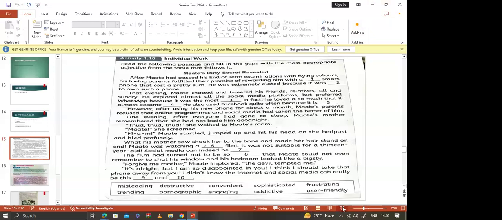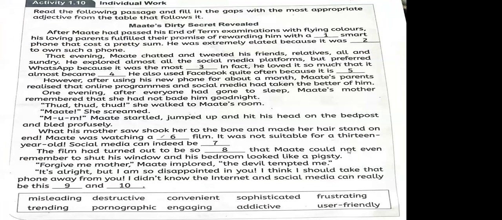Convenient. Answer number 3 is convenient. Yes. He preferred WhatsApp because it was the most convenient. That's correct. In fact, he loved it so much that it almost became, when you love something so much, what does it become? He loved WhatsApp so much that it almost became dash. Can someone guess? You raise your hand and tell us what you think.